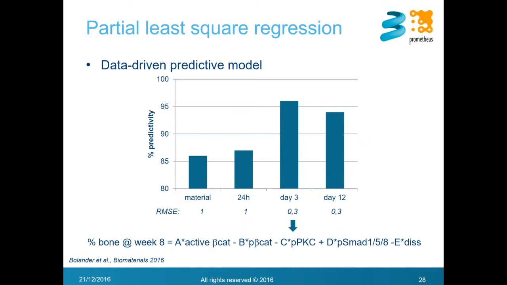And so we did a partial least squares regression model where we looked at the information content in the data gathered at these different stages: the materials only, pre-implantation, day 3 and day 12. And then what we saw is that if you take the explant at day 3 and look at a number of the proteins that are present, looking at beta-catenin and PKC, looking at the SMADs, this can actually be pretty predictive for the amount of bone formation at 8 weeks post-implantation.